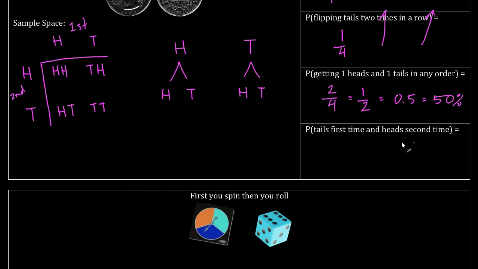All right, lastly, tails the first time, heads the second time. So tails the first time, right here. Heads the second time. Only 1 out of these 4, which once again is 25 hundredths, which is 25%.